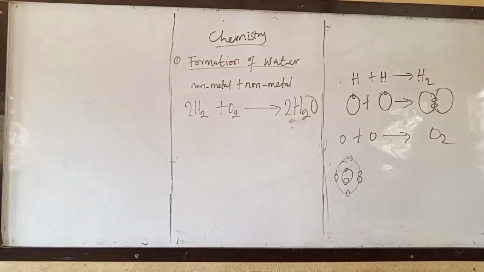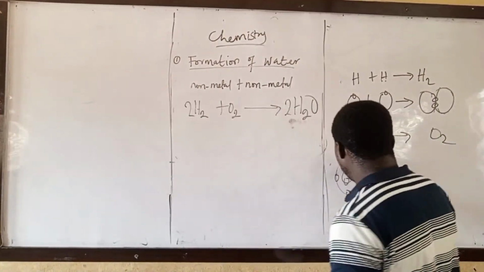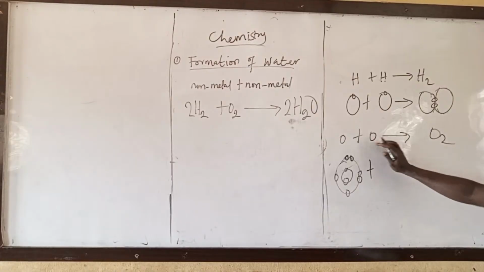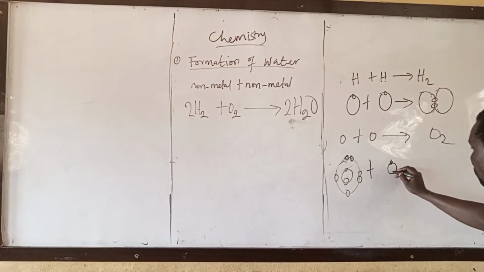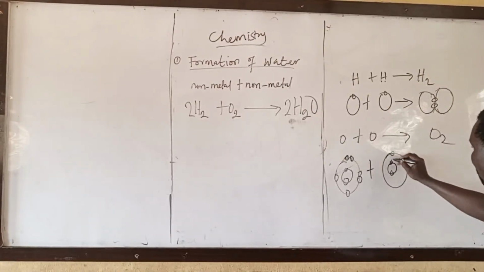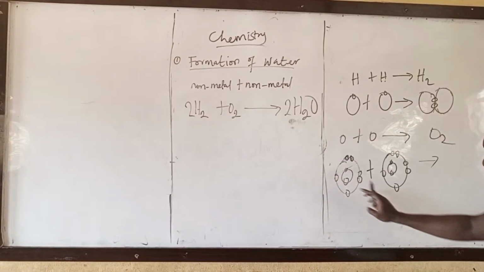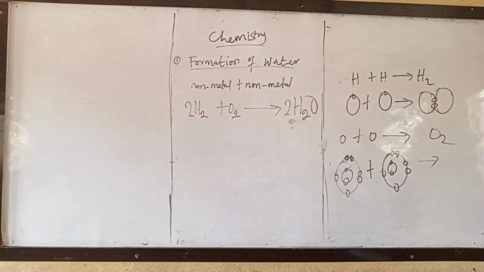Please, those who are online, I want you to follow. Plus, look at this. Another oxygen. You have 2, 6, and 6 on the outermost shell. Then what happened? This unpaired electron comes. We combine.